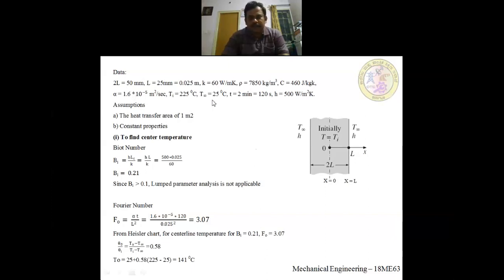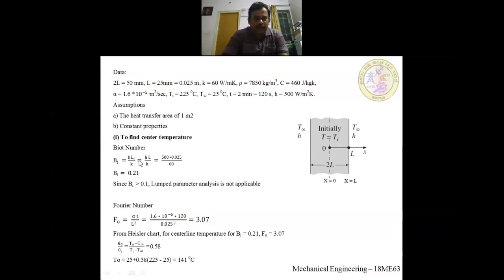Ambient temperature is 25 degrees Celsius. You have to calculate the temperature at the center as well as at some position after 2 minutes, which they have given, so it will be 120 seconds. The heat transfer coefficient, h, is also given in the problem.